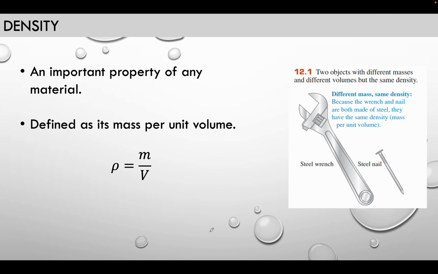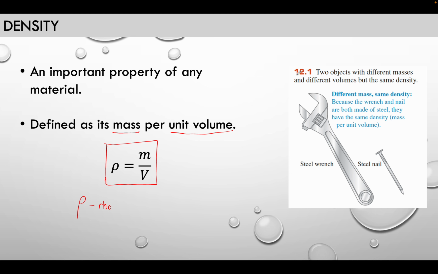Okay, so let's proceed with density. So what is density? Density is an important property of any material. When we define density, it is defined as the mass per unit volume. So we have the equation for density. We have here this variable that we call rho. So this is the variable used for density. So rho is equal to m, for the mass, divided by capital letter V, for the volume.